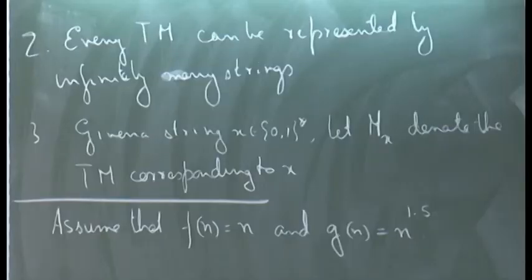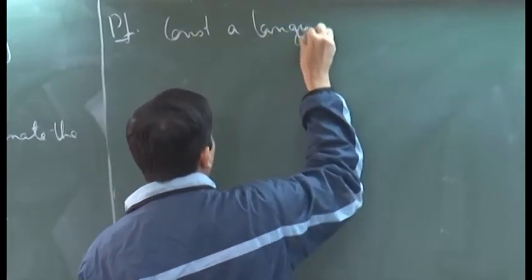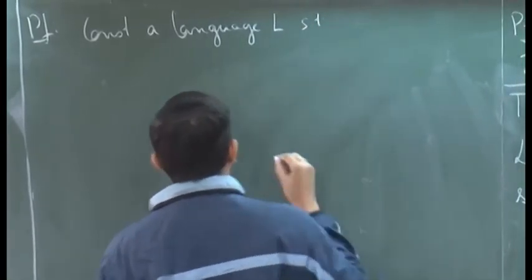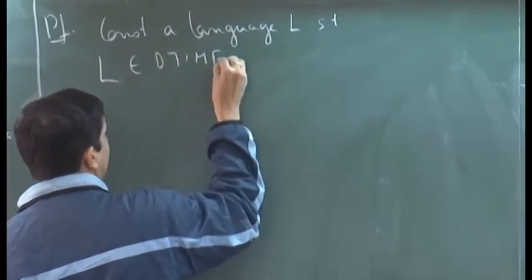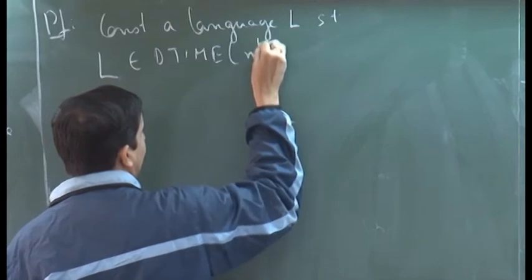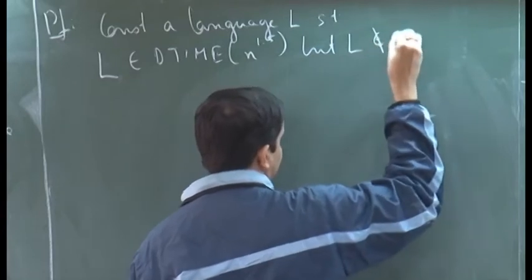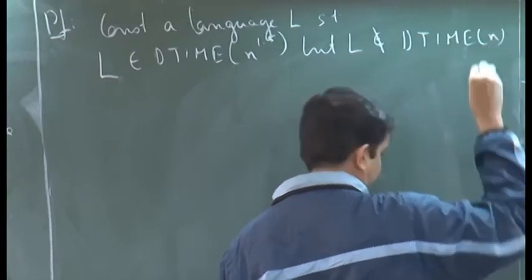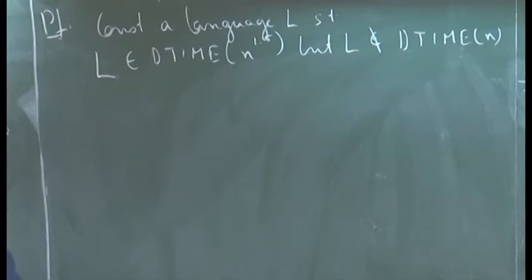So, we will construct a language L such that L is in DTIME n to the power 1.5, but L does not belong to DTIME n. So, how do we define this language?